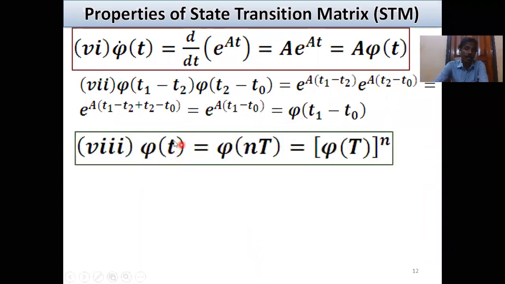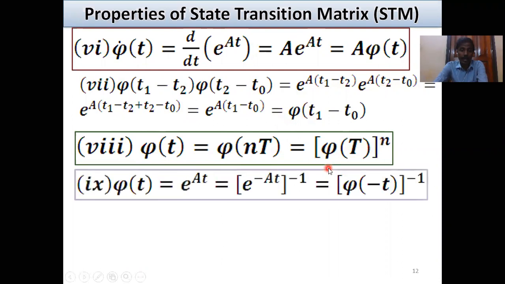Another property is that phi of t equals e to the power At, and e to the power At whole to the power minus 1 gives phi of minus t. This is another formula.